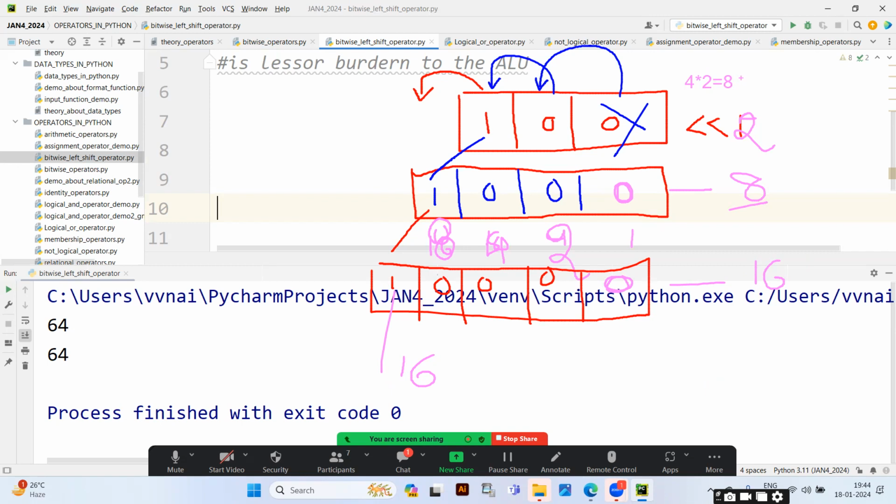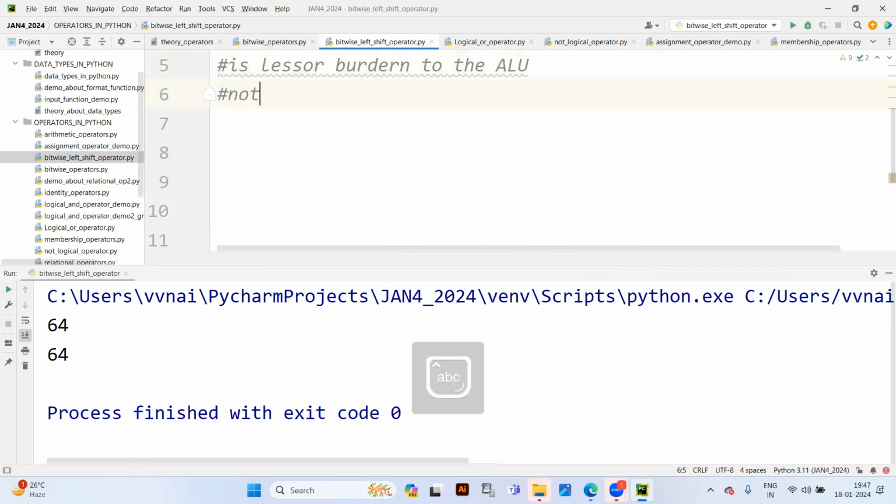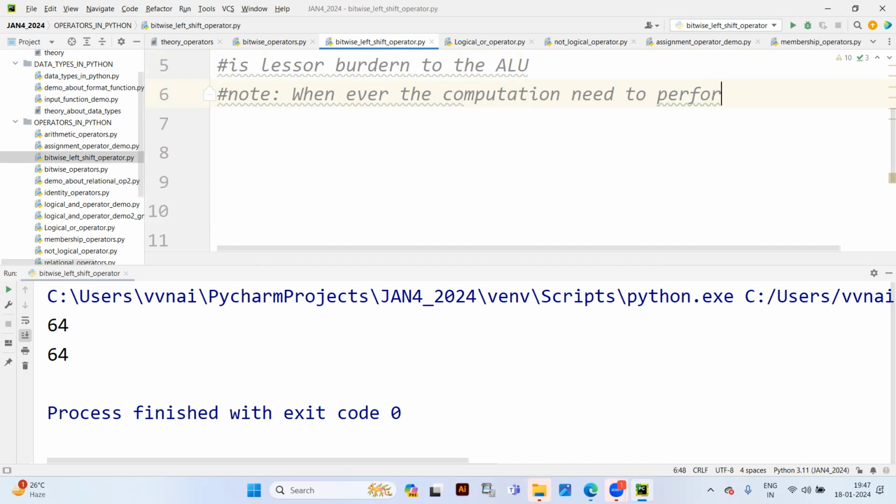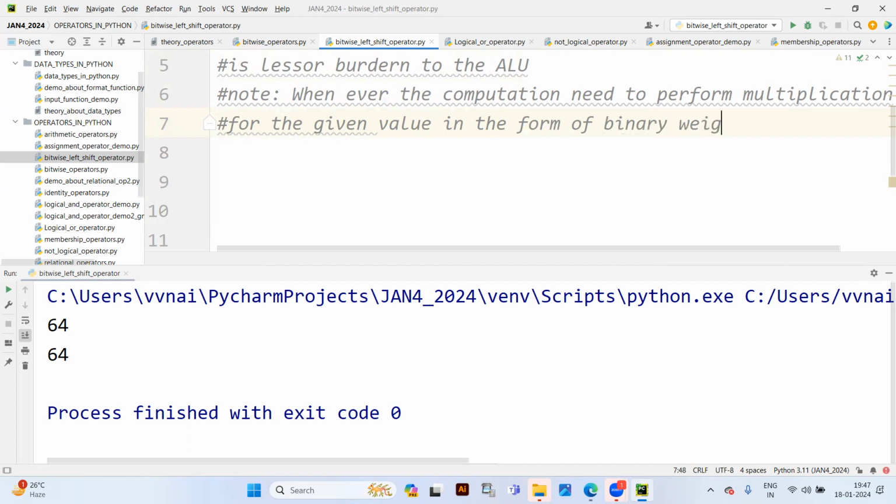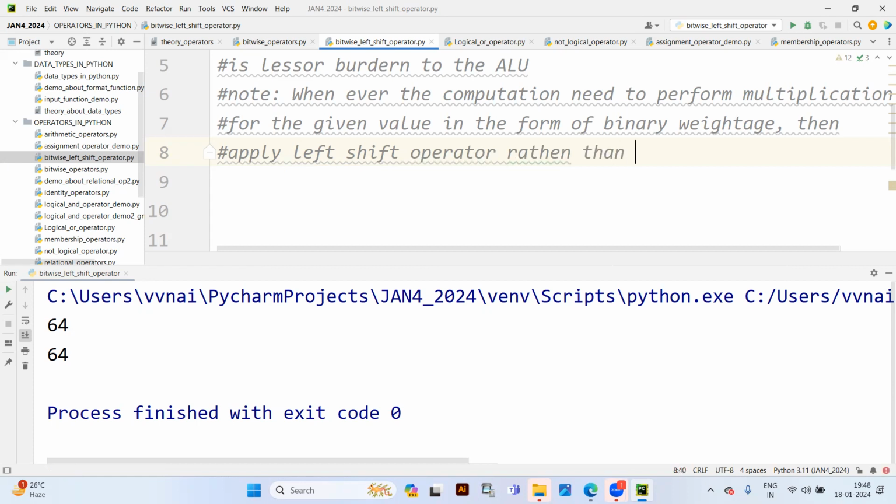So the point is, whenever the computation needs to perform multiplication for the given value in the form of binary weightage, then apply the left shift operator rather than star. Are you clear, everyone?